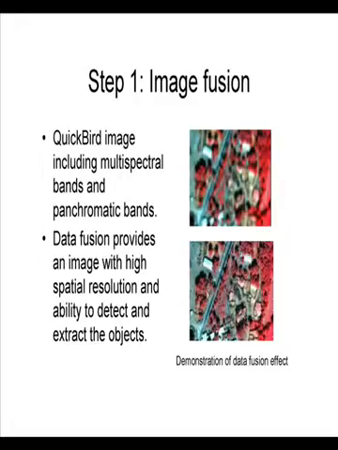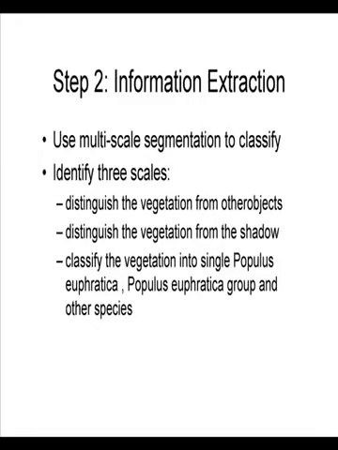The data fusion provides an image with high spectral resolution and the ability to detect and extract objects. So our first step is image fusion. You can see the effects of data fusion on this page. Step 2 is information extraction. It is the most important part of our research, and we have 3 scales of segmentation to classify.